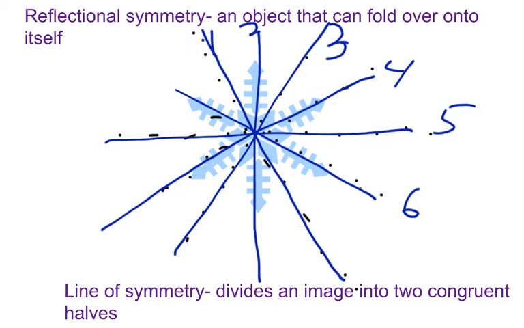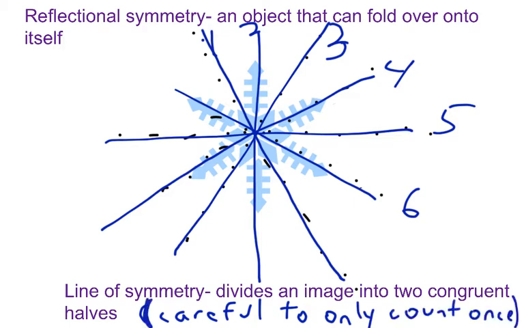So lines of symmetry just divide an image into two congruent halves. And I'm going to add to that: be careful to only count them once. If we've already counted it up here, we don't count it down here. That makes sense.